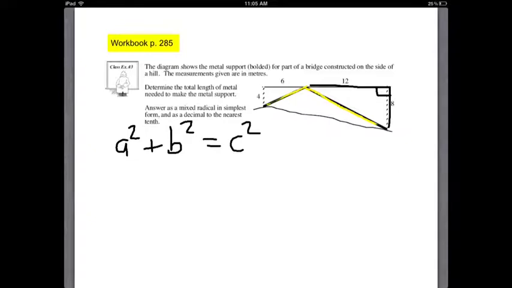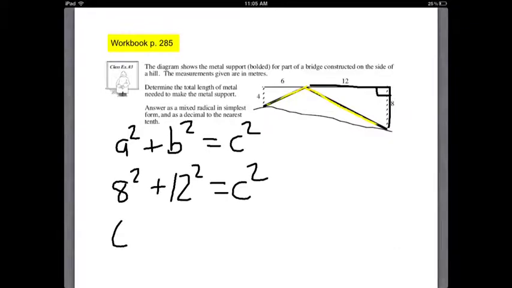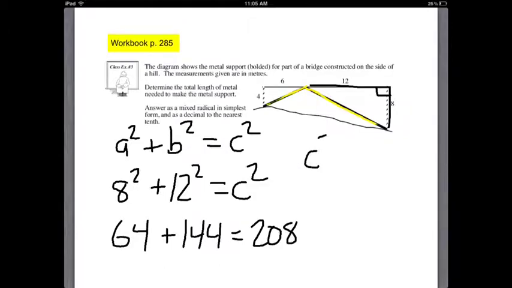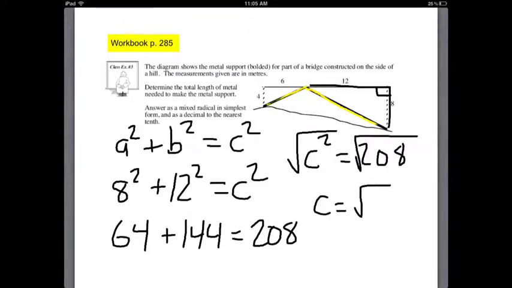Let's put in the information we've been given, so that will be 8 squared plus 12 squared is equal to c squared. So 8 squared is 64, and 12 squared is 144, and your answer is going to be 208. C squared is equal to 208. So you have to take the square root again, because all we want is c. So c is equal to the square root of 208.